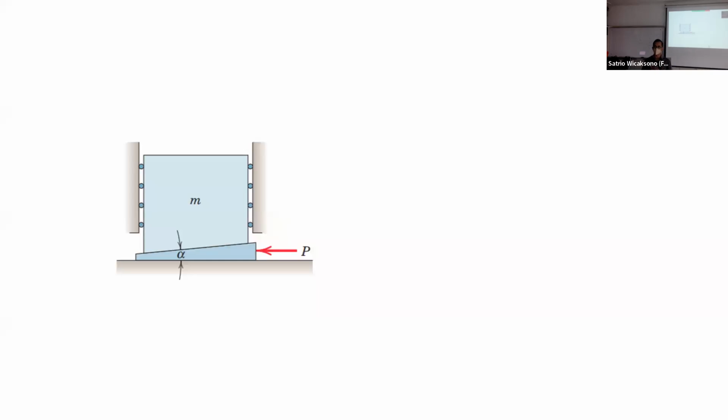Whenever you don't have enough equations to solve your unknowns, try to take a look at other possibilities. Try to take a look at another free body diagram. You can try to take a look at the whole thing, or you can try to take a look at the other free body diagram. Do we have another free body diagram here? Which one? The mass, correct. We have the mass.